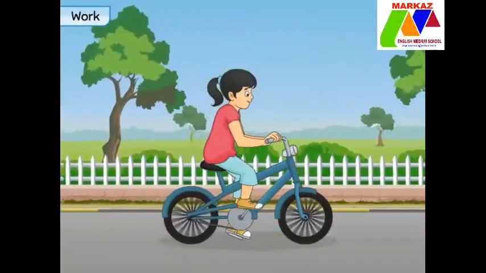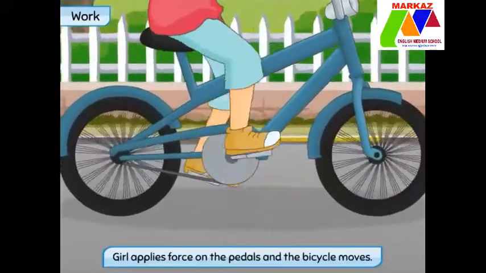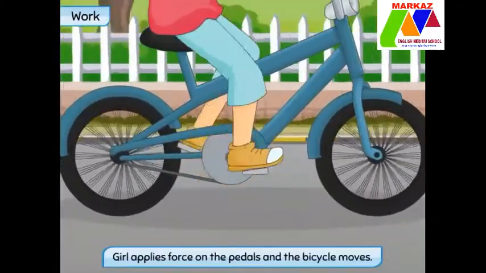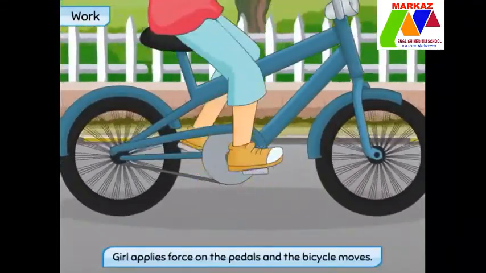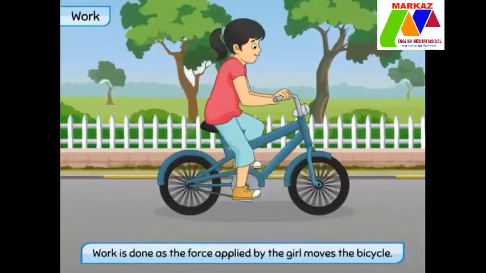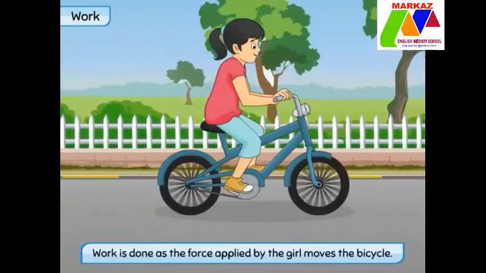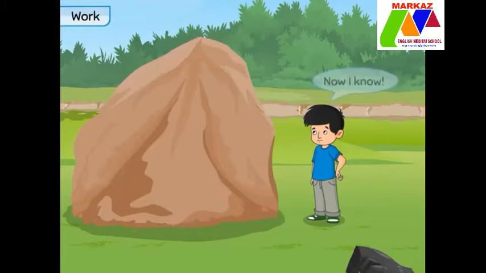Now the girl is riding her bicycle. She is applying force on the pedals, and as a result of this, the bicycle moves. In this case, work is done when the girl applies force. So now you know that just the application of force does not mean that work is done.